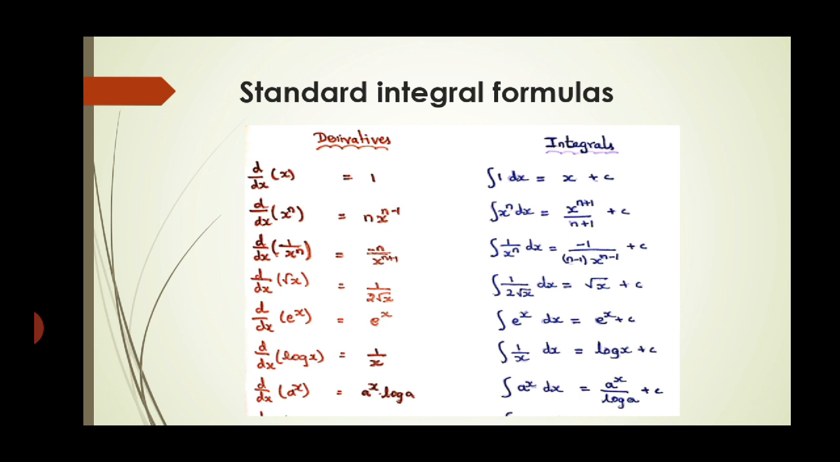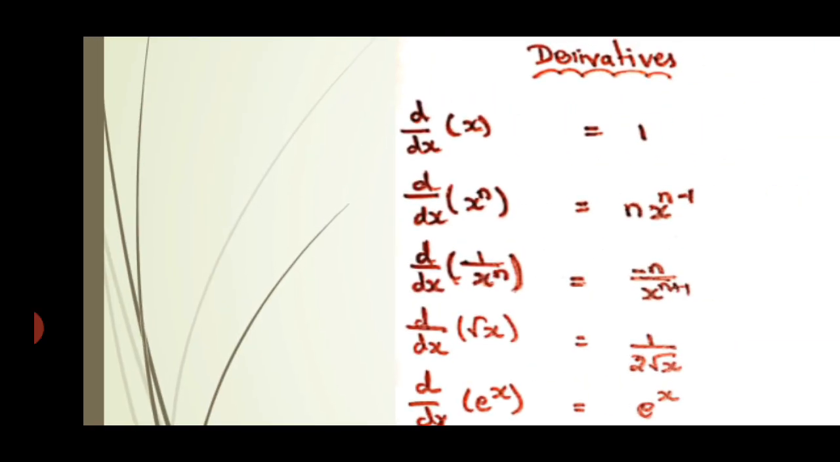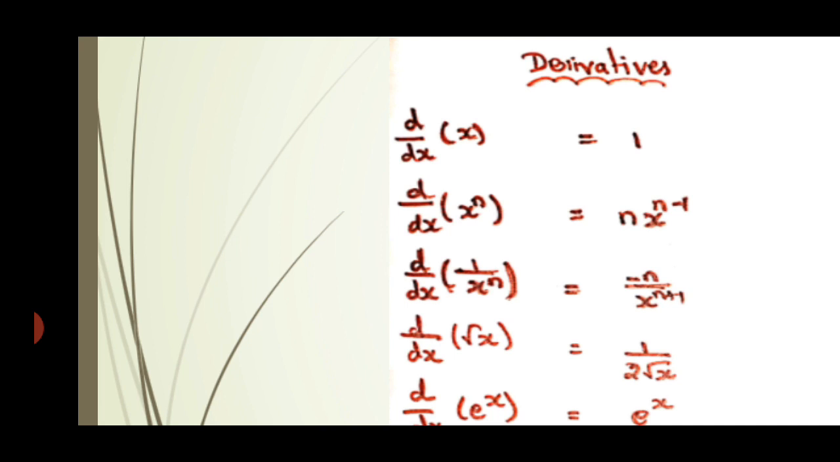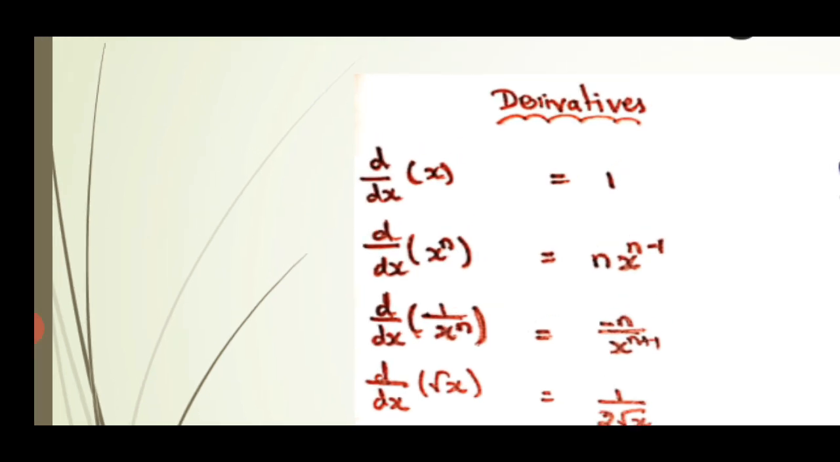Now let us see how they convert the derivative formula to integral, right? We know very well, in differentiation we differentiate the primitive function, so we get the derived function, right? So here the primitive function in the first formula is x. When you differentiate d by dx of x, you get the answer equal to 1. That is the derived function, right?